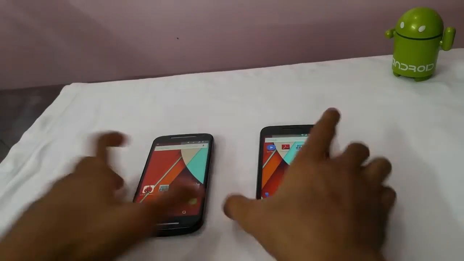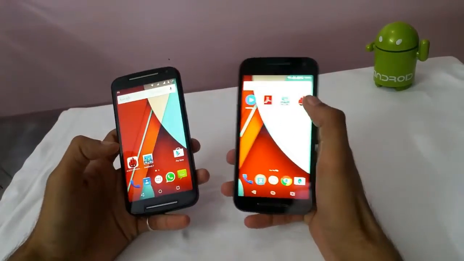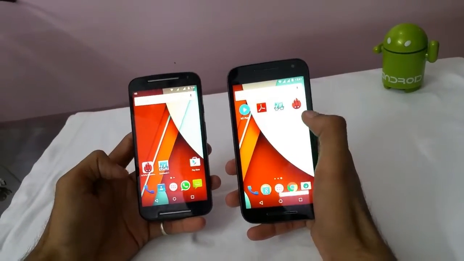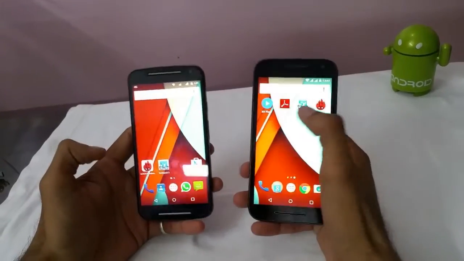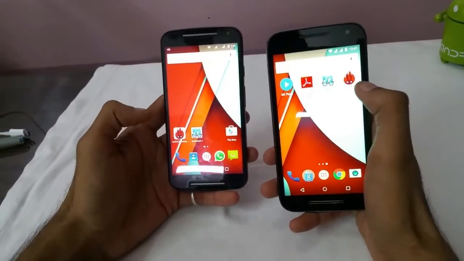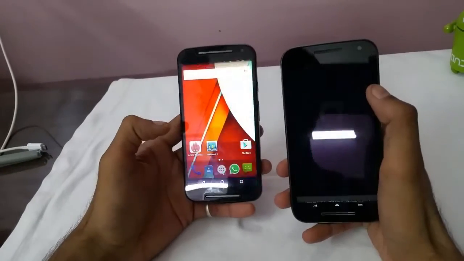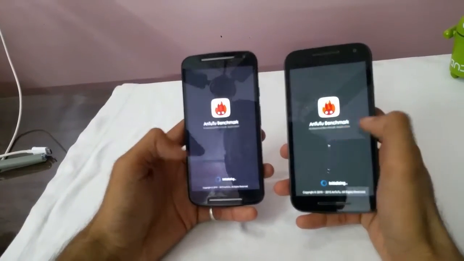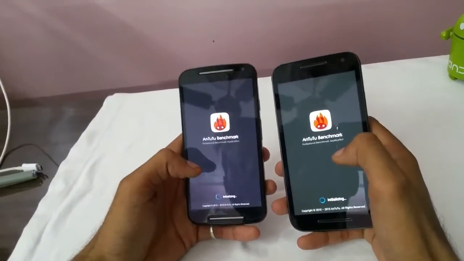All right, so let's go ahead and do the benchmark test. We're going to test the benchmark with two different things: one is the N22 benchmark and the second one is Geekbench 3. I'm sorry. Let's go ahead and do that with the N22 benchmark and see how it works.